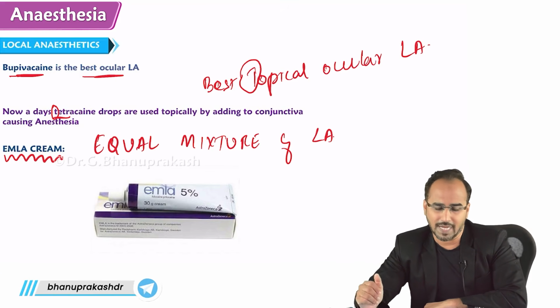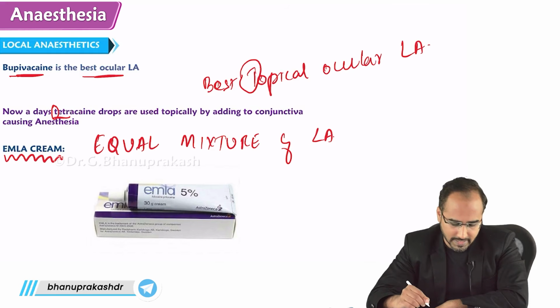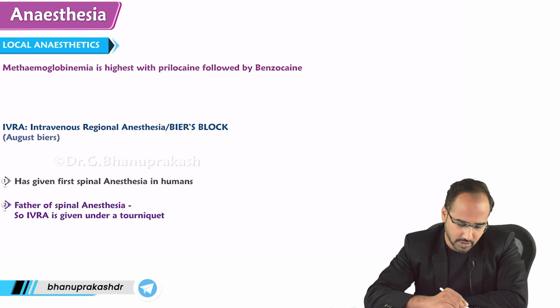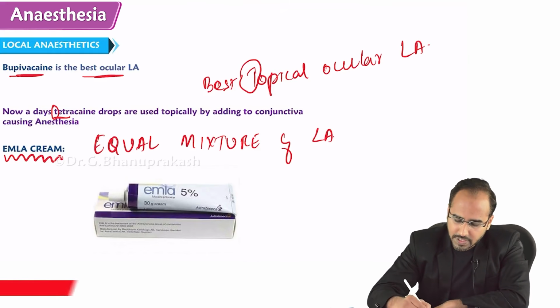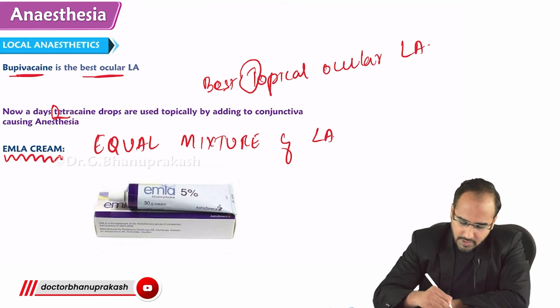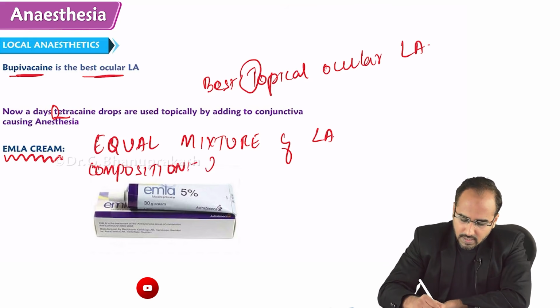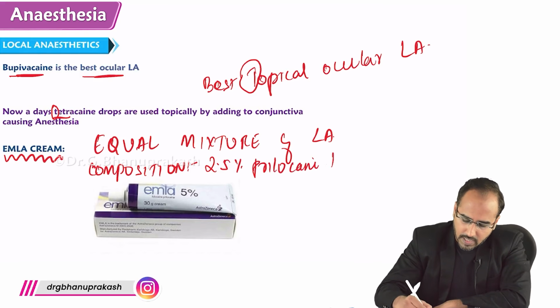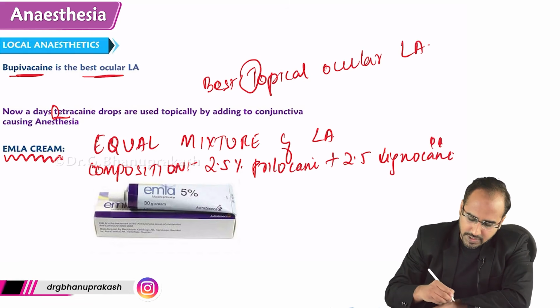So anyways, remember EMLA. EMLA is an equal mixture of two local anesthetics, right? What is the composition of EMLA, guys? 2.5% Prilocaine and 2.5% Lignocaine. That is the composition of EMLA.